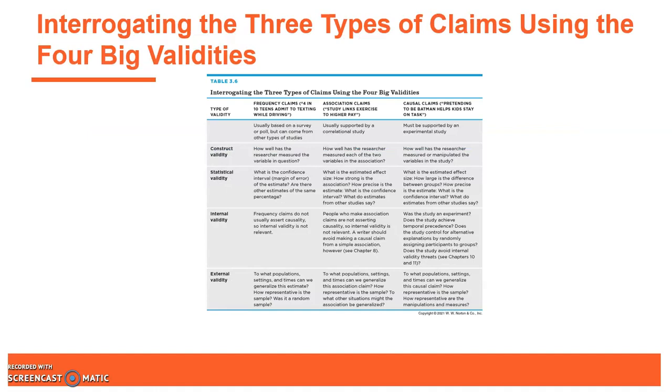You use these types of validities to interrogate the three types of claims that we went over in the last part: frequency claims, association claims, and causal claims. Okay. So you'd ask questions like, how well has the researcher measured the variable in question? So this is where you dive into the methods section of a paper. If you're reading a paper, what did they actually measure here, and does that truly reflect life satisfaction or depression or perseverance or whatever the conceptual variable is that you're trying to investigate?